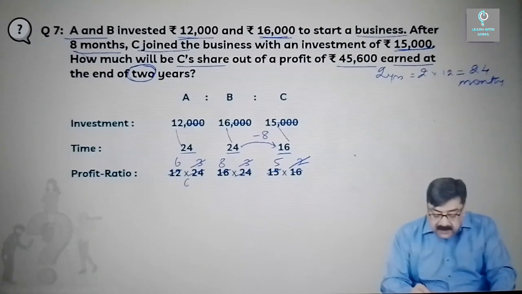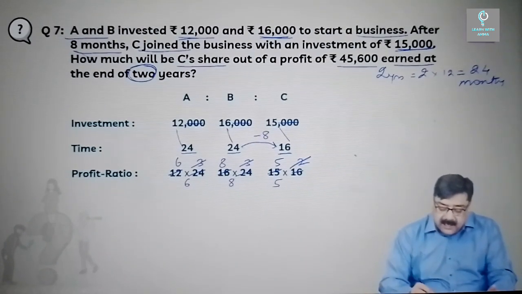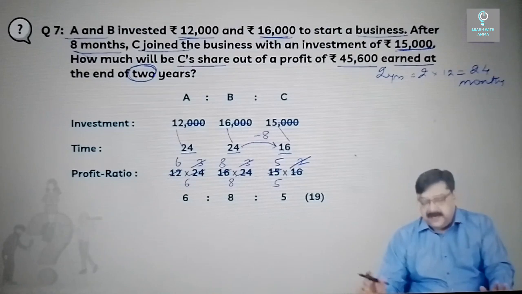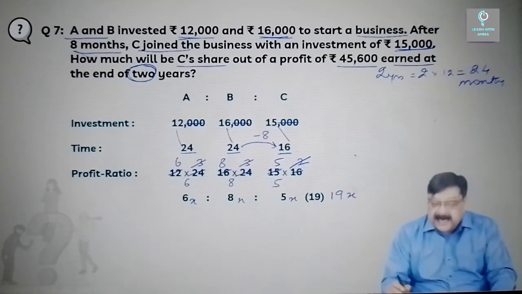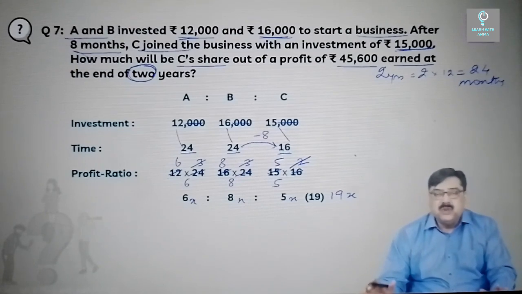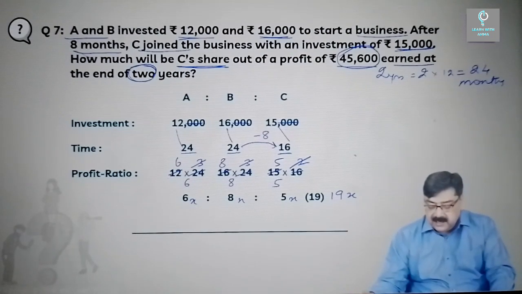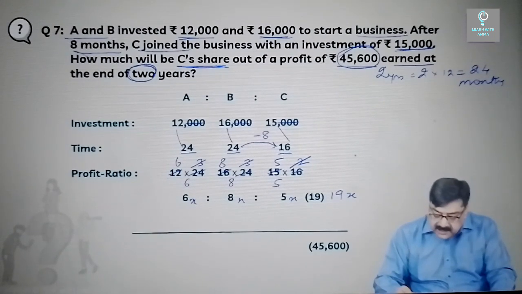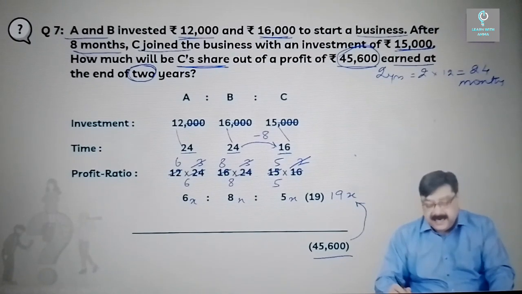So what are you left with here? 6. You are left here with 8. You are left here with 5. So 6 is to 8 is to 5, which is nothing but 6x, 8x and 5x. 19x is the total sum of their ratio points. So we have to find out C's share out of a total profit of 45,600. The total profit is already stated as 45,600, which is equivalent to 19x.